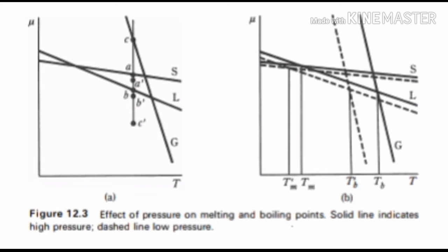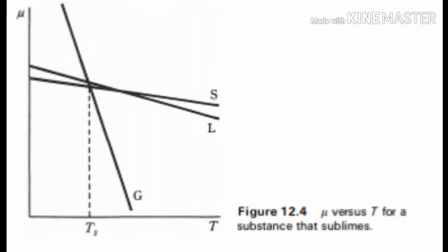At the lower pressure, the range of stability of the liquid is noticeably decreased. If the pressure is reduced to a sufficiently low value, the boiling point of the liquid may even fall below the melting point of the solid, figure 12.4. The solid sublimes at the temperature T beta, where the solid and vapor coexist in equilibrium. The temperature T beta is the sublimation temperature of the solid. It is very dependent on the pressure.